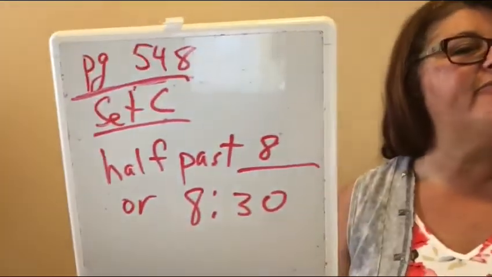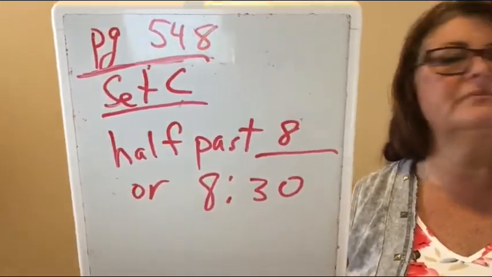Oh, remember we did half past. Half past, or 8:30. What does half past mean? Half past the hour means 8:30. You are 30 minutes into the hour. An hour has 60 minutes, so halfway through the hour would be 30 minutes. So your clock says 8:30.